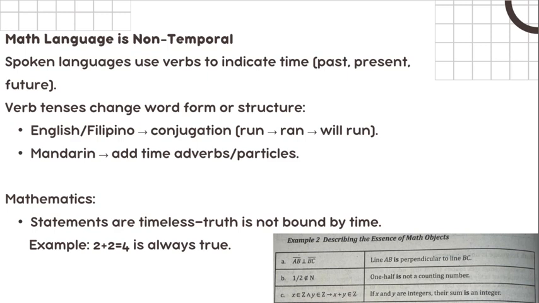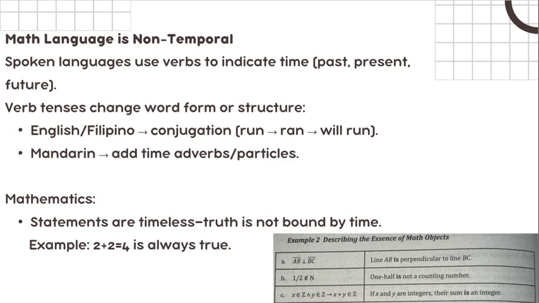For example, in English or Filipino: run, will run. In all of these, the symbol for the action changes because it depends on time. But in mathematics, statements are timeless truths and are not bound by time. There is no past, present, or future in math class.